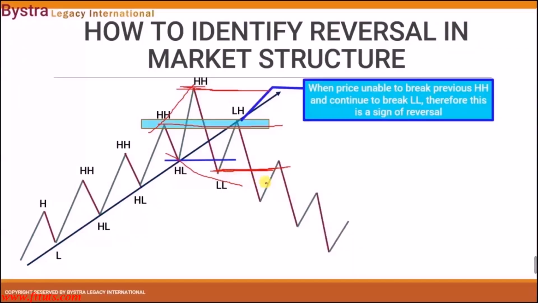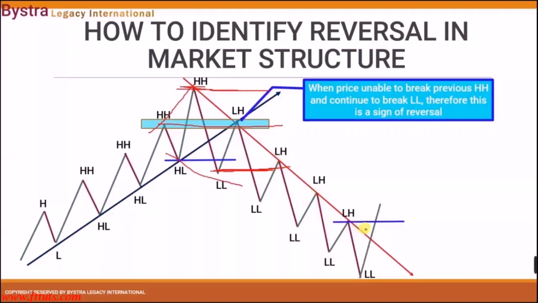Now let's look at when the price is moving in a downtrend. So in a downtrend, remember the structure: price will create lower high, lower low, lower high, lower low, lower high, lower low. So same thing as well. If we draw a trend line, you can see that the price is respecting this trend line. So what happened when the price decided to break this trend line? At the same time, it broke this previous lower high.